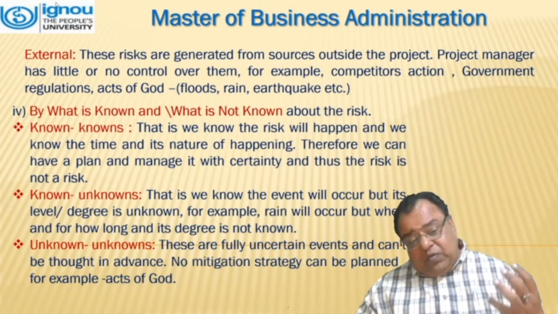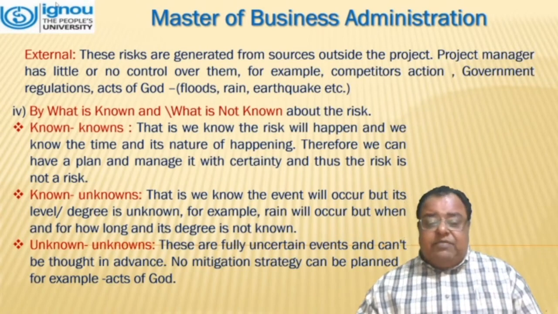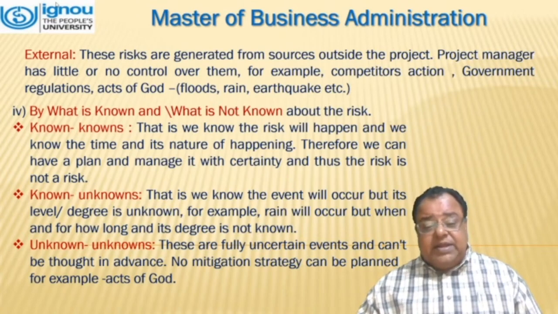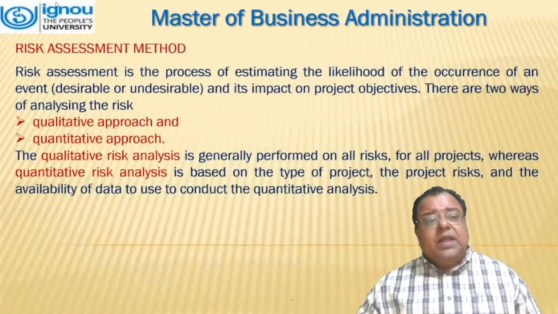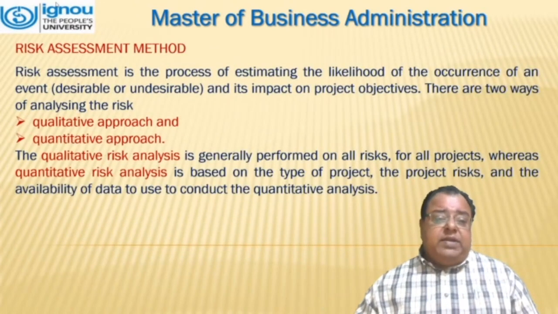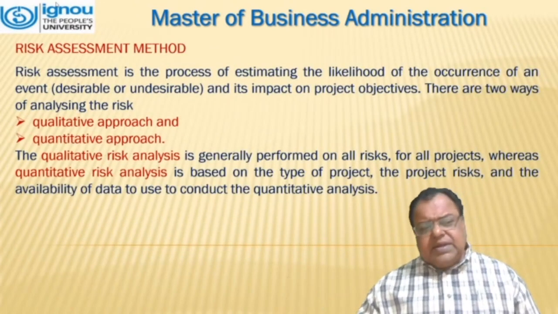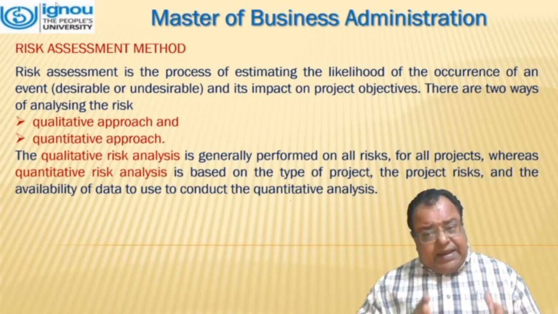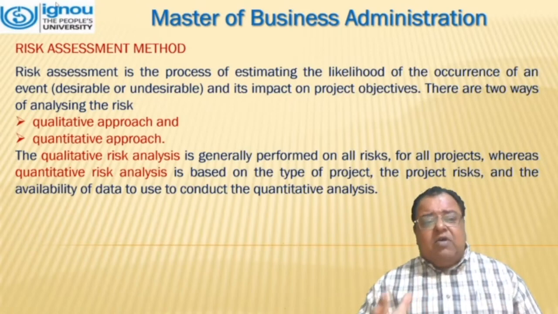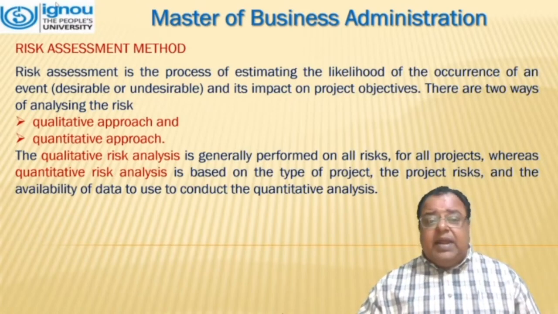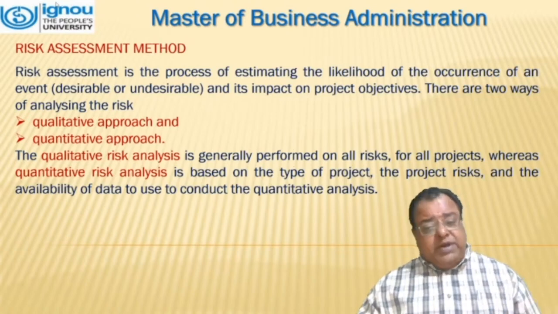Unknown unknowns. They are fully uncertain events and cannot be thought of in advance. No mitigation strategy can be planned. For example, acts of God. Risk assessment method. Risk assessment is the process of estimating the likelihood of the occurrence of an event, which can be desirable or undesirable, and its impact on project objectives.